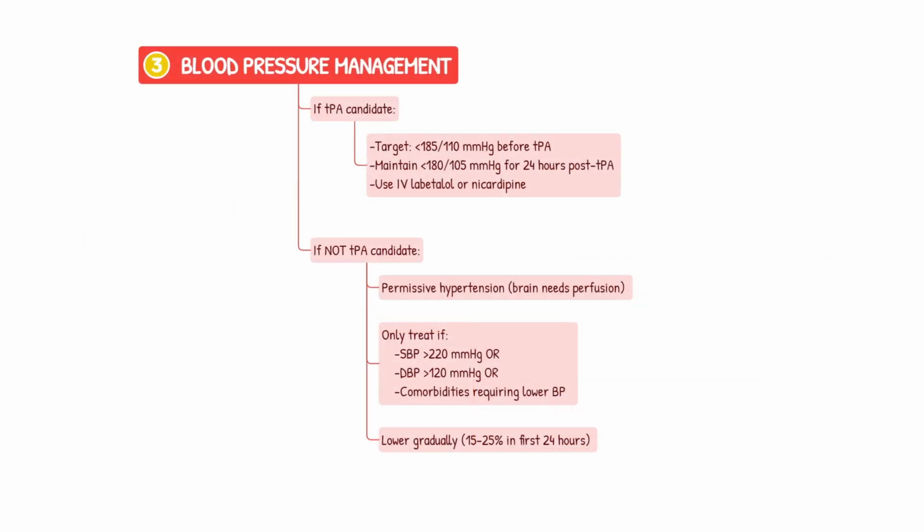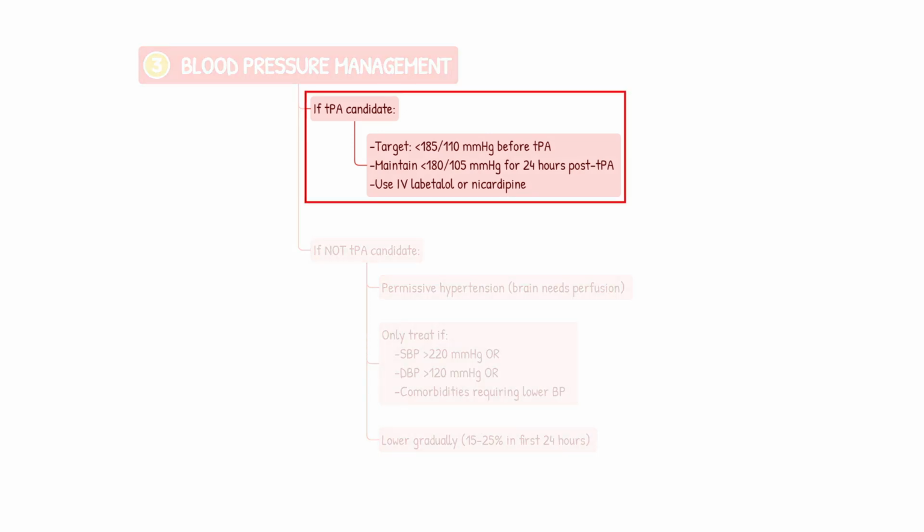Blood pressure management in acute stroke is nuanced and depends on whether the patient is a tPA candidate. If the patient is receiving tPA, the target is less than 185/110 before administering tPA. Maintain blood pressure less than 180/105 for 24 hours post-tPA. Use IV labetalol or nicardipine for rapid control.